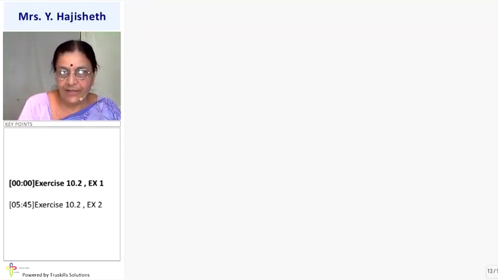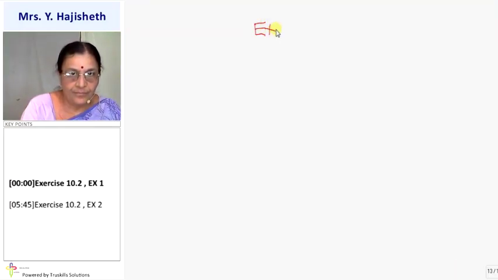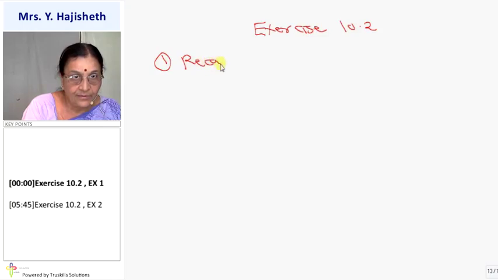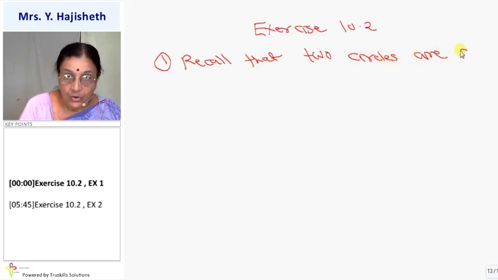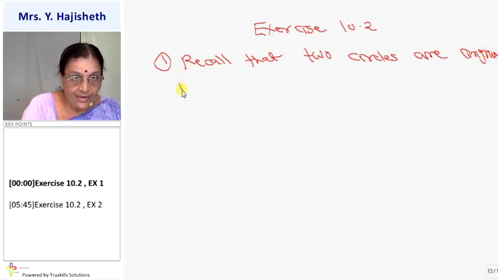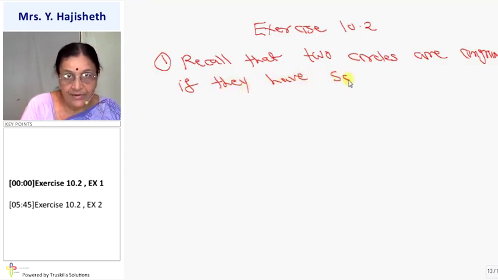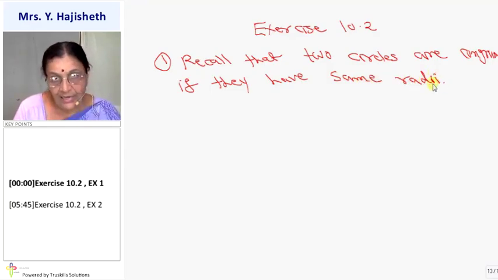See exercise 10.2. First sum is, you are asked to recall that two circles are congruent if they have the same radii. Okay, you have learned this. Two circles are said to be equal if they have the same radii.